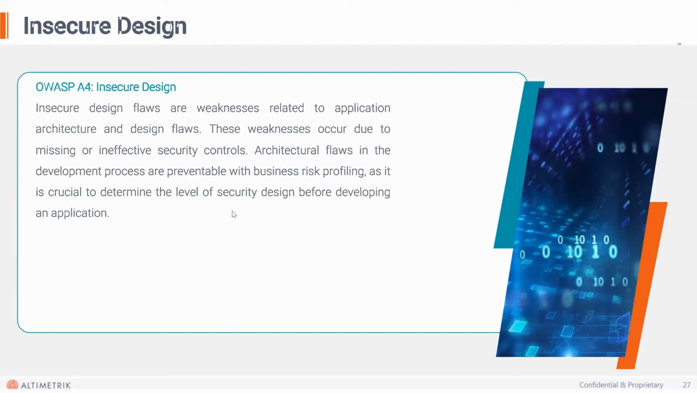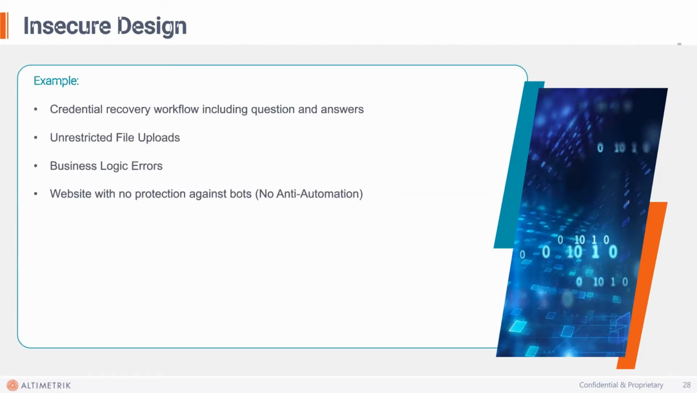So insecure design is actually quite broad. It covers a lot of CVEs. And if you go to the actual OWASP Top 10 site, it'll list that for you. So if one of my colleagues could post that in the chat as well. Examples of this are credential recovery workflows, including questions and answers.